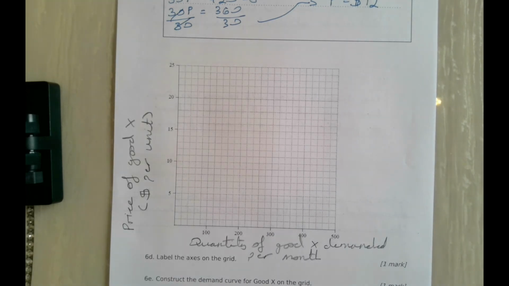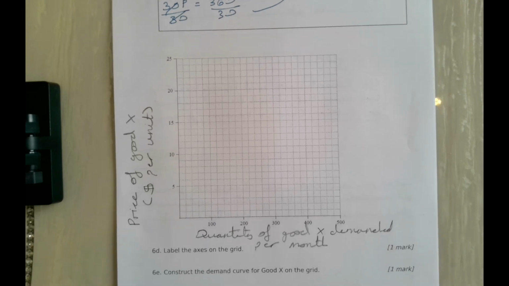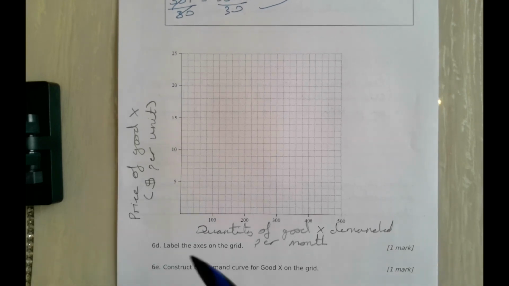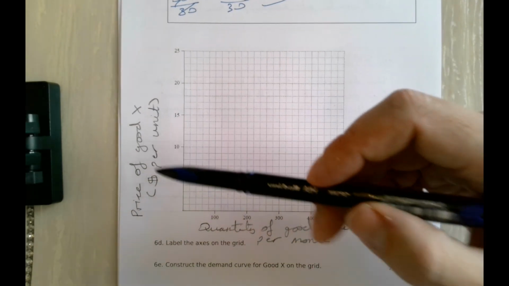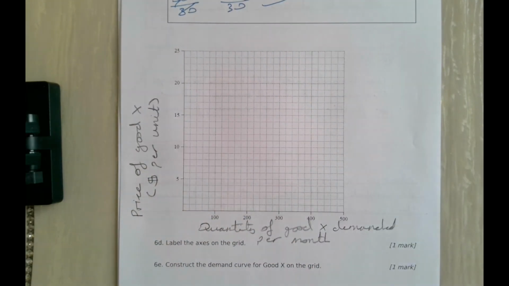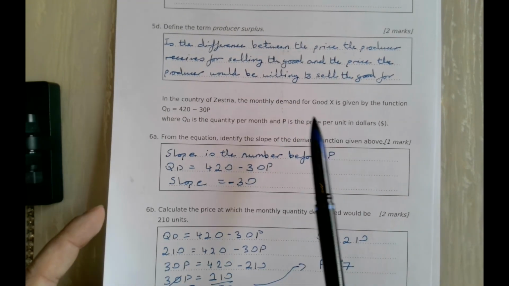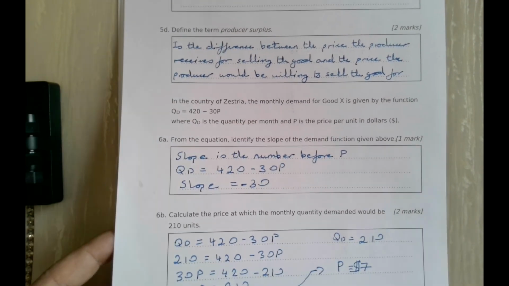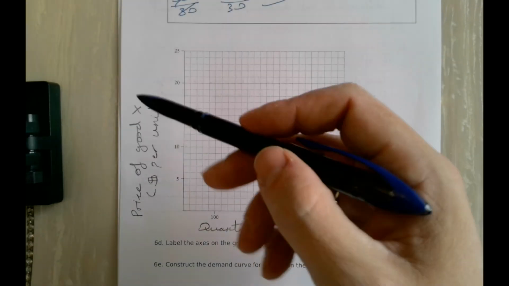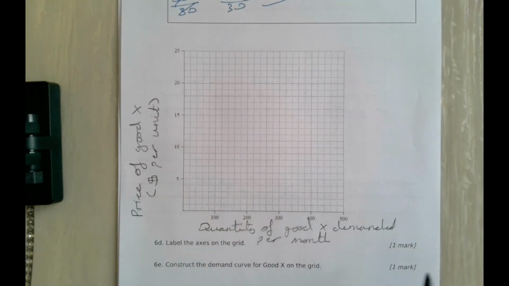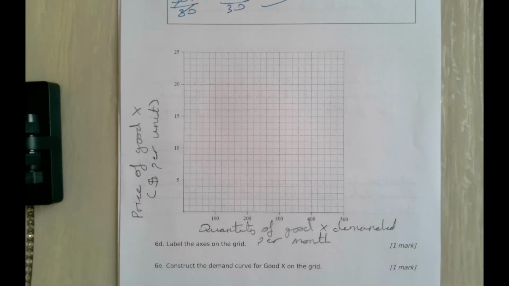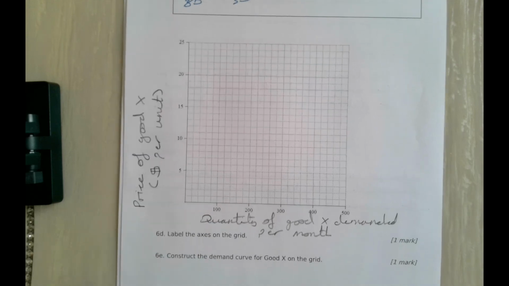All right, now the first thing here, I've already done it, and I've gone a little bit overboard. Label the axes on the grid. Price of good X. Where did I get good X from? It's given in the question already. The monthly demand for good X is this. So price of good X, dollars per unit, and quantity of good X demanded per month. To be honest, if you just wrote price there and quantity there, that was enough for full marks. But why take the chance? So we've labeled it, we've already answered it.